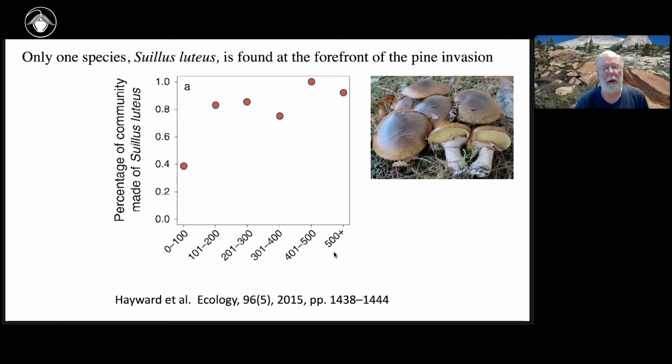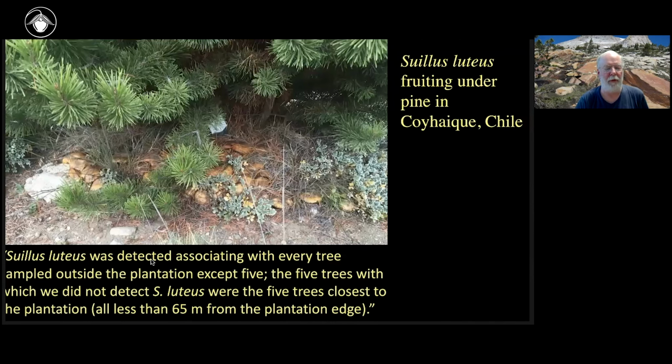And in those that were any distance from the forest edge, it was always Suillus that was associated with it. And in fact, Suillus was detected associated with every tree that they sampled except 5. And the 5 trees which did not detect Suillus were the ones closest to the plantation edge. So close to the plantation edge, other things, some of these other 3 that were there started to associate with it and outcompete the Suillus. But as you got away, it was all Suillus, and you can see Suillus fruiting under it here.